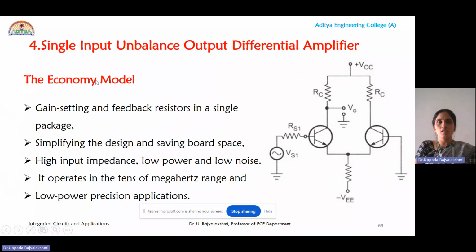Out of the four models, the dual input balanced output differential amplifier configuration is suitable for all kinds of applications. This differential amplifier has high input impedance, low power and low noise. And the gain is also very less for this differential amplifier.